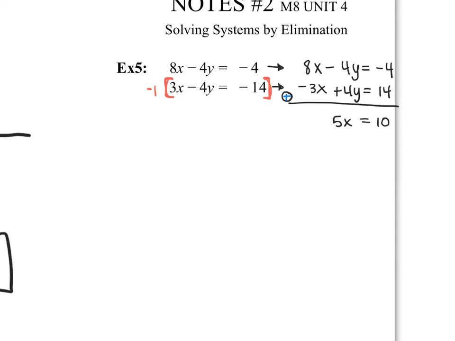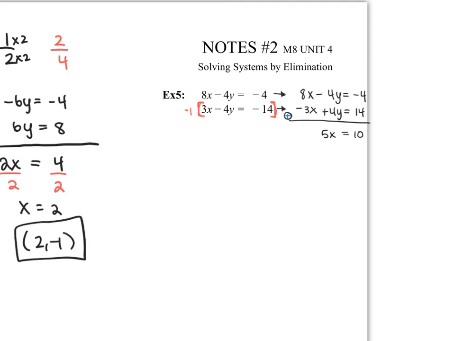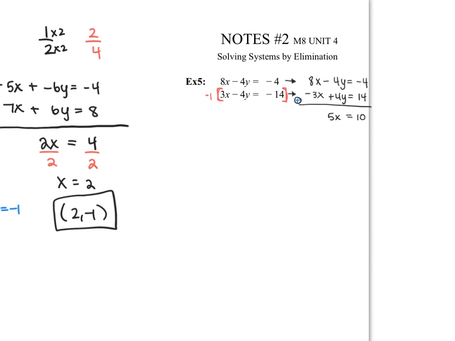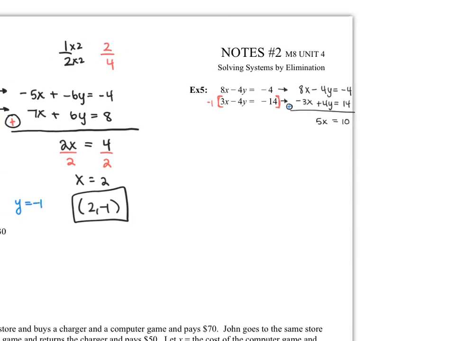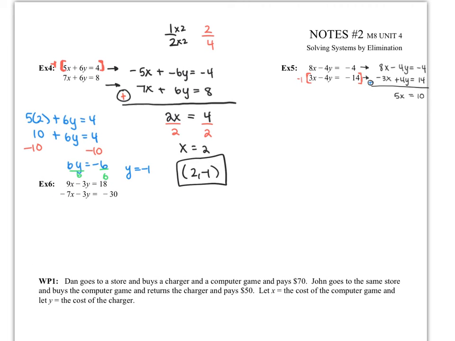So at this point, I'm going to have you complete this equation, find your x coordinate and your missing y coordinate. Be sure to write your answer as an ordered pair. And then you can also go ahead and complete example 6. Pause the video, press play when you're ready to check your answers.